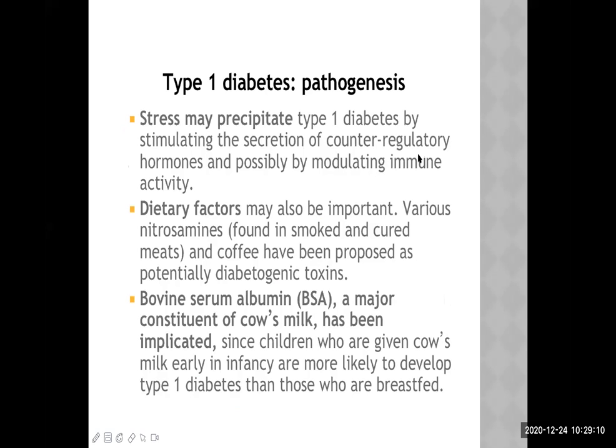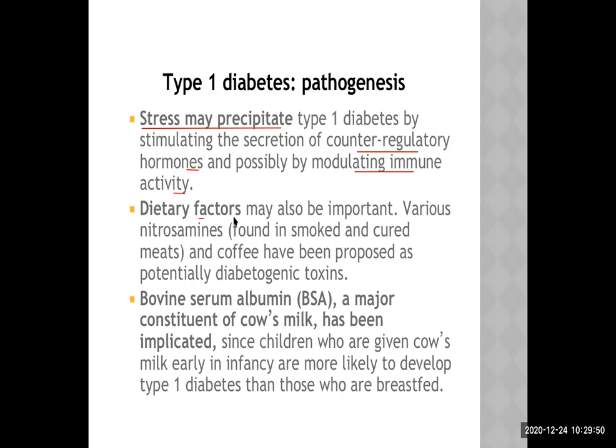Now, see this? Some other pathogenetic steps of type 1 diabetes. Stress may play an important role. This stress may precipitate type 1 diabetes by stimulating the secretion of counter-regulatory hormone and possibly by modulating the immune activity. The more important one is this first one. It stimulates the secretion of counter-regulatory hormone. Remember, in a stressful condition, glucocorticoid is released, catecholamines are released. So they cause hyperglycemia, and that simply precipitates the type 1 diabetes process.